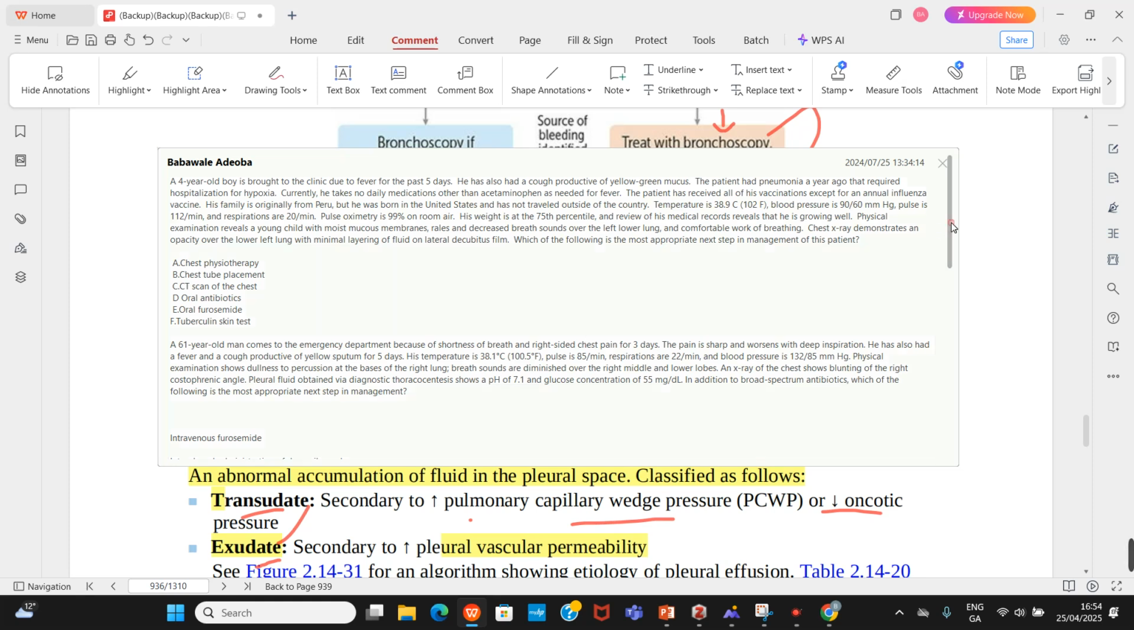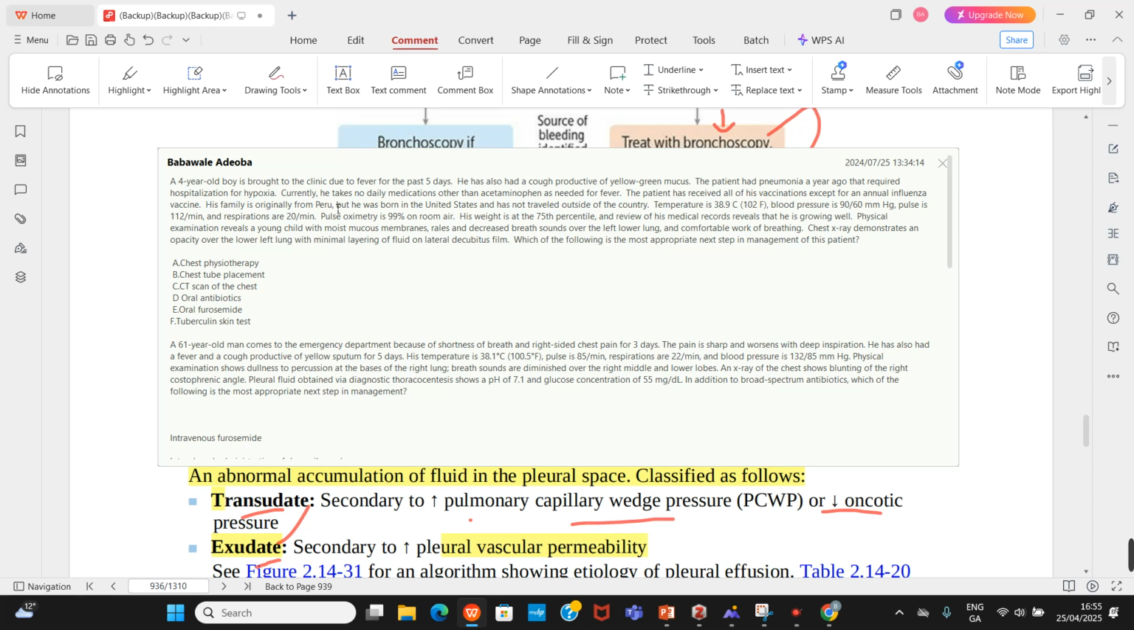A 4-year-old boy is brought to the clinic due to fever for the past 5 days. He has also had a cough productive of yellow-green mucus. The patient had pneumonia a year ago that required hospitalization for hypoxia. Currently, he takes no meds other than acetaminophen as needed for fever. The patient has received all the vaccinations except for the annual influenza vaccine. The family originates from Peru, but he was born in the US and has not traveled out of the country.